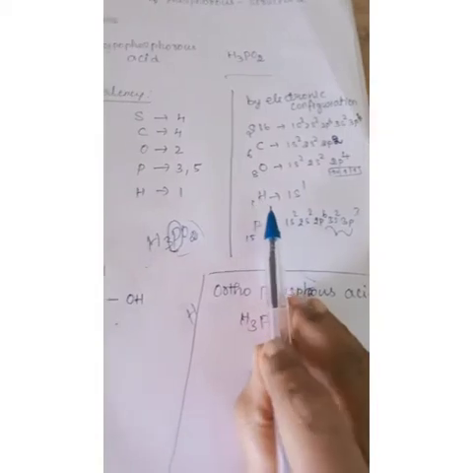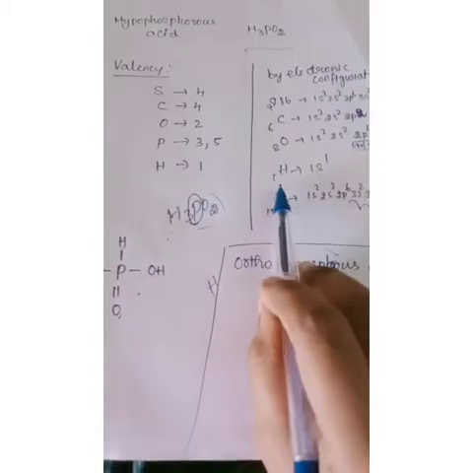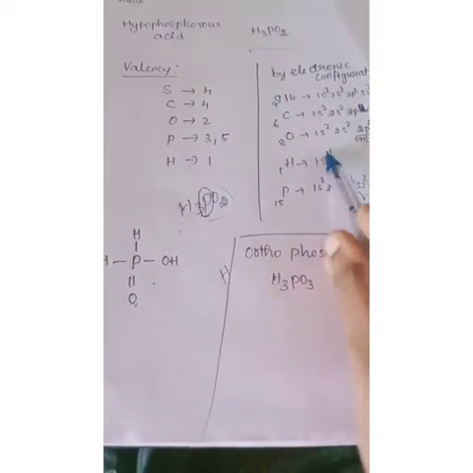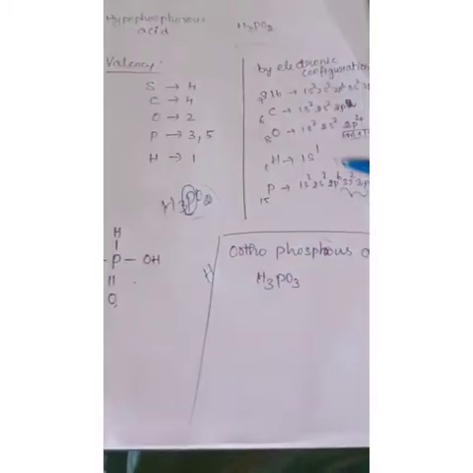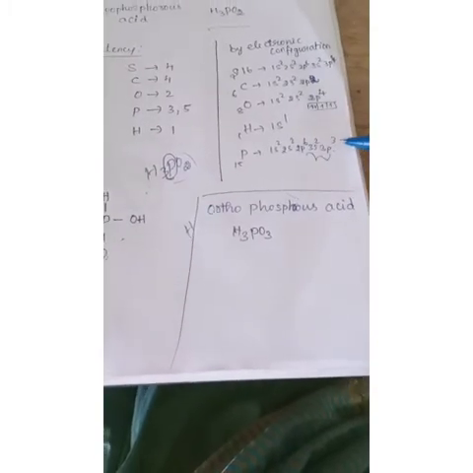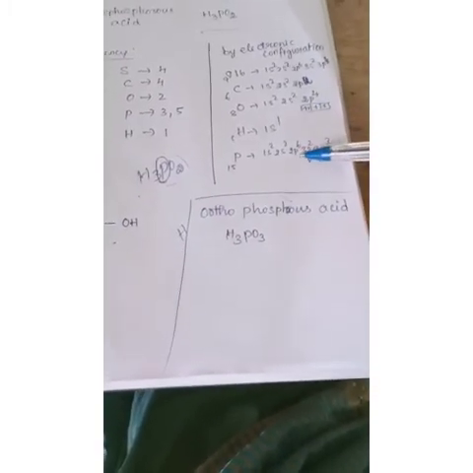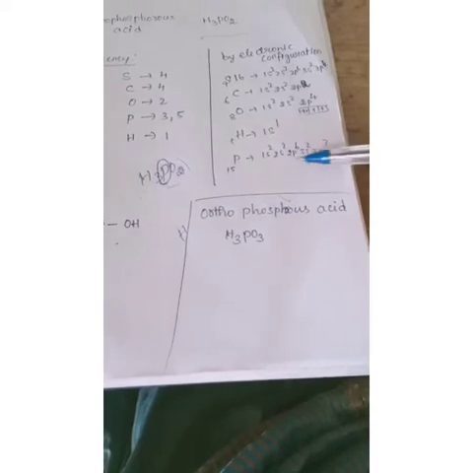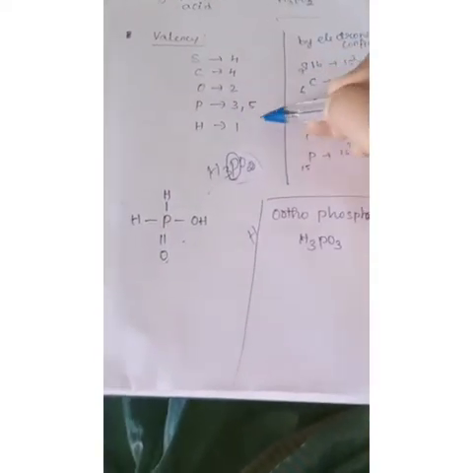Now we see. Hydrogen's atomic number is 1. Here I write 1s1, the valence electron is 1, so the valency is 1. Likewise, phosphorus has atomic number 15, so I write the electronic configuration. Here the valence electron count is 3, and the outermost shell, the third shell, has 3s and 3p. 2 plus 3 is 5. So phosphorus has both 3 and 5.